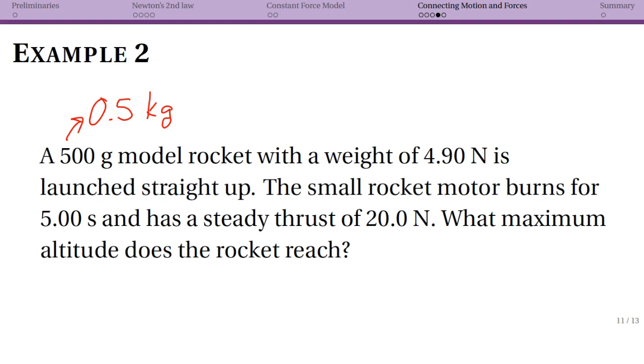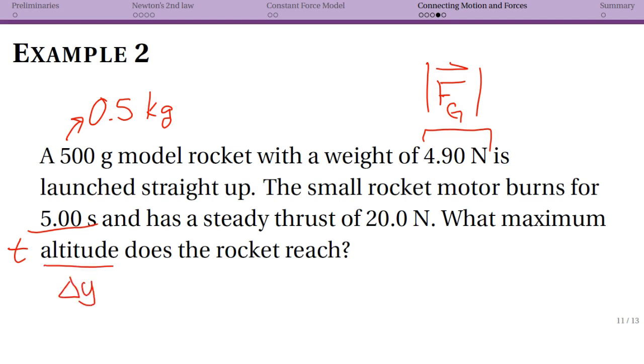Now you're told a weight. And one thing that I'm going to point out is in the next section, it clarifies between weight and mass and gravity, but effectively we can say that this is the force of gravity. We'll make some clarifications in the next section. It is launched straight up, okay, but now note that we have a time and we have a question about altitude, which sounds like delta y. But we have one more force here, which is going to be a thrust force.